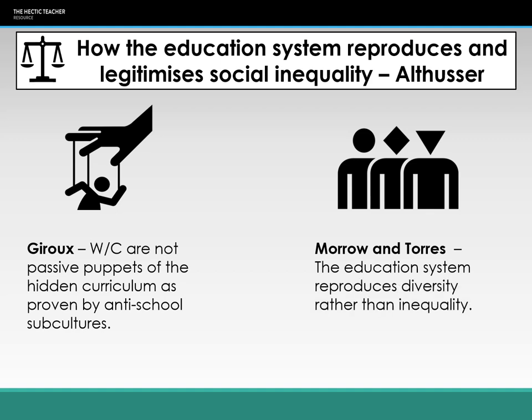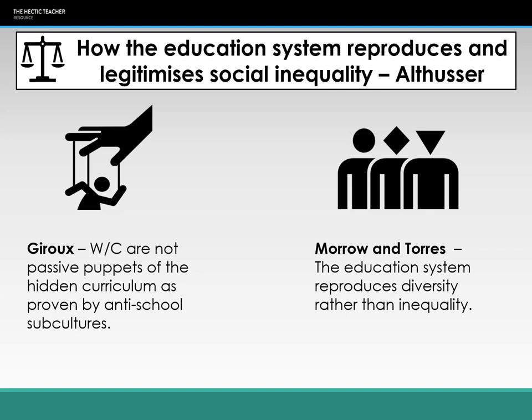And they claim that the Marxists fail to acknowledge that the education system actually creates a lot of diversity in their students. It's not just reproducing inequality or legitimizing inequality. It's actually allowing students to create their own identities rather than being constrained by traditional social structures such as social class. And they argue that we are in a postmodern society and therefore students are able to make their own choices about their identity.